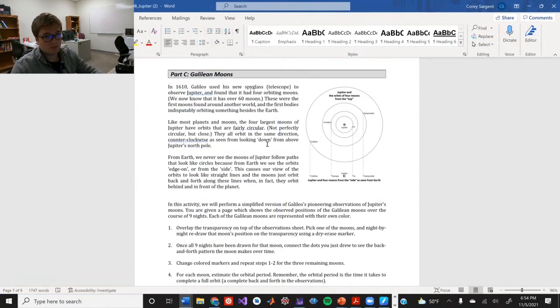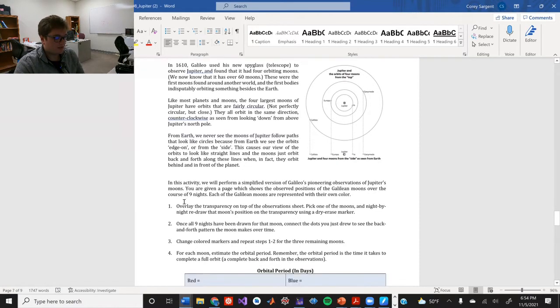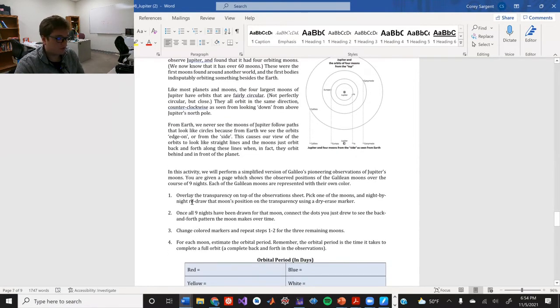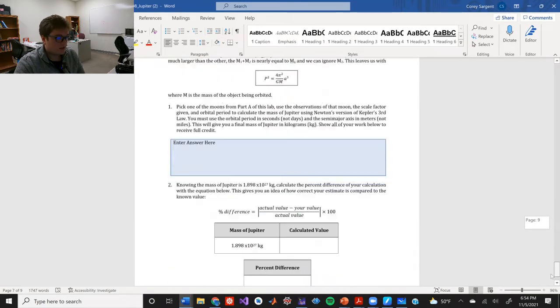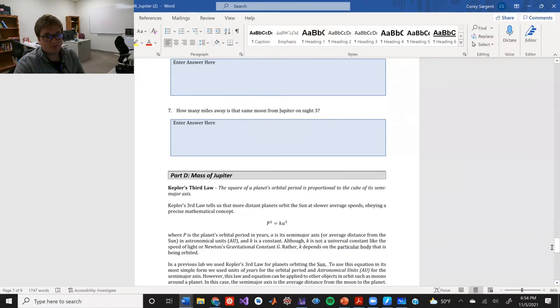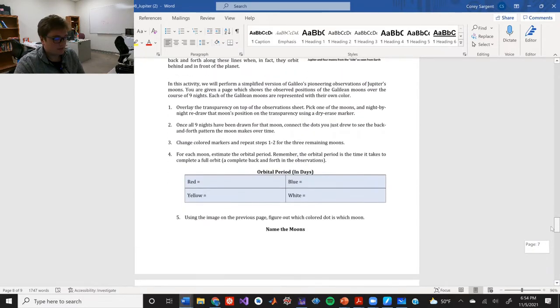Okay, so now we're going on to part C, which has to do with the Galilean moons. In the first prompt here, it tells you to use a transparency. Obviously, that has to do with in-class students. So for you guys, you actually need to retrieve this, and it is not in the lab manual that you have from Blackboard. You actually need to go to my website and download the Word document from there.